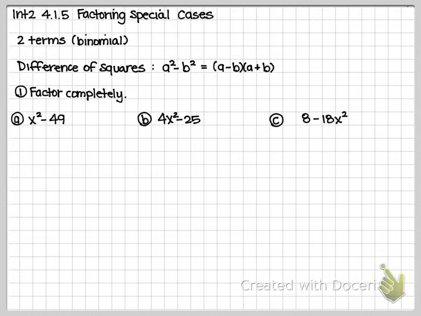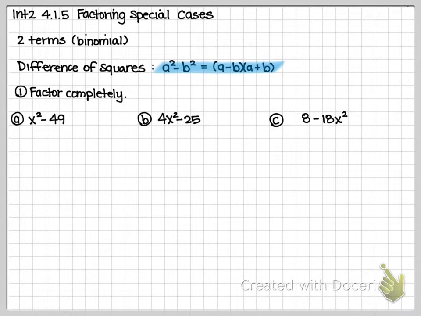Okay, so we're at Integrated 2, 4.1.5, factoring special cases. So this is a continuation of the difference of squares that I talked about in 4.1.4 and the perfect square trinomial. All right, so if we take a look at the difference of squares, we've got our pattern here. So we're just going to keep doing a little bit more practice with this.